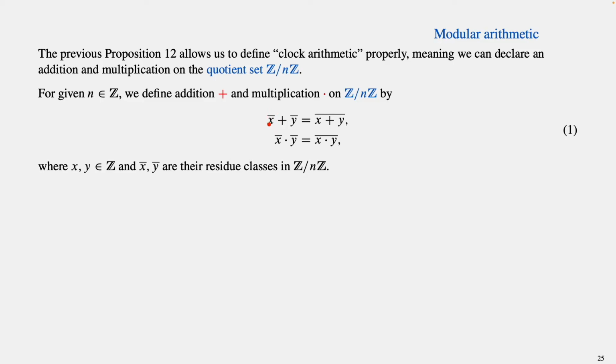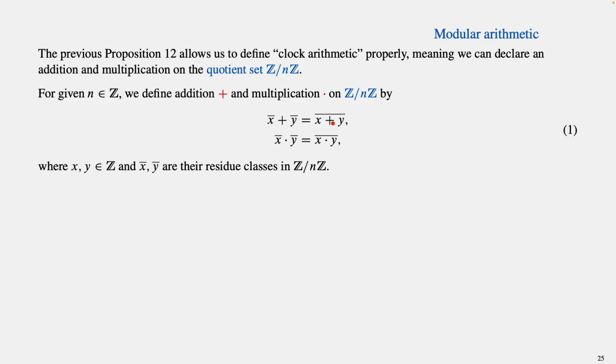So here the bars indicate the equivalence classes, or the residue classes, in Z over nZ. The class of x plus the class of y is by definition the class of x plus y. And the class of x times the class of y is by definition the class of x times y, where we take x and y to be two integers, and with the bars we indicate their residue classes, as I said.